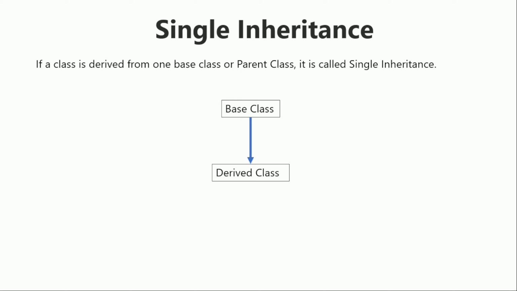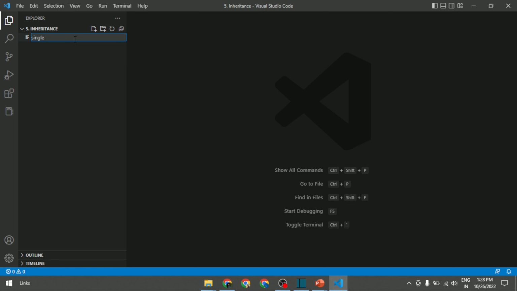If a single class is derived from one base class, then it is known as single inheritance. The base class can be considered as the parent class and the derived class as the child class. So we are deriving a new class from its base class. This is called single inheritance. Now let us look at the example in the code editor to understand how exactly single inheritance works. Single inheritance dot py.